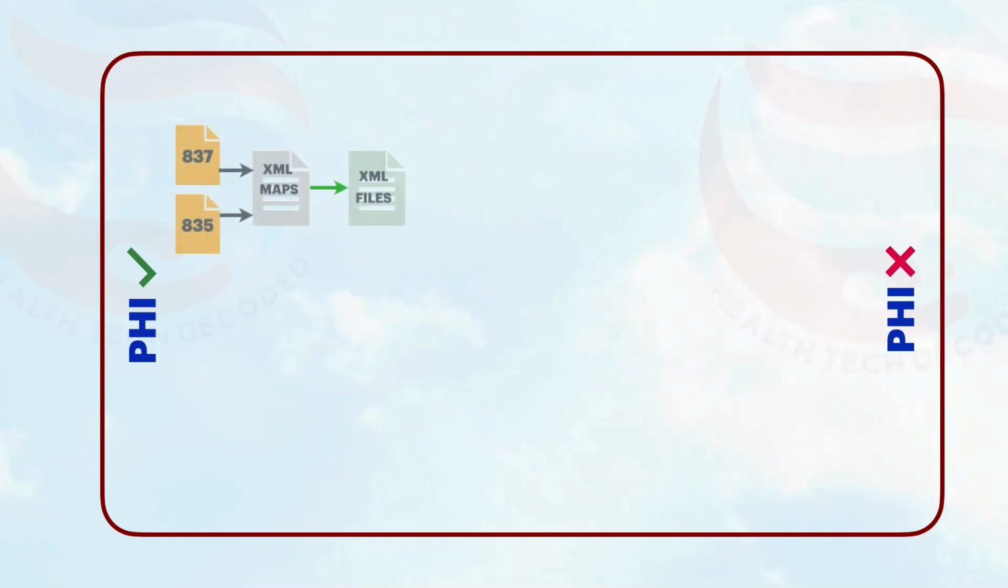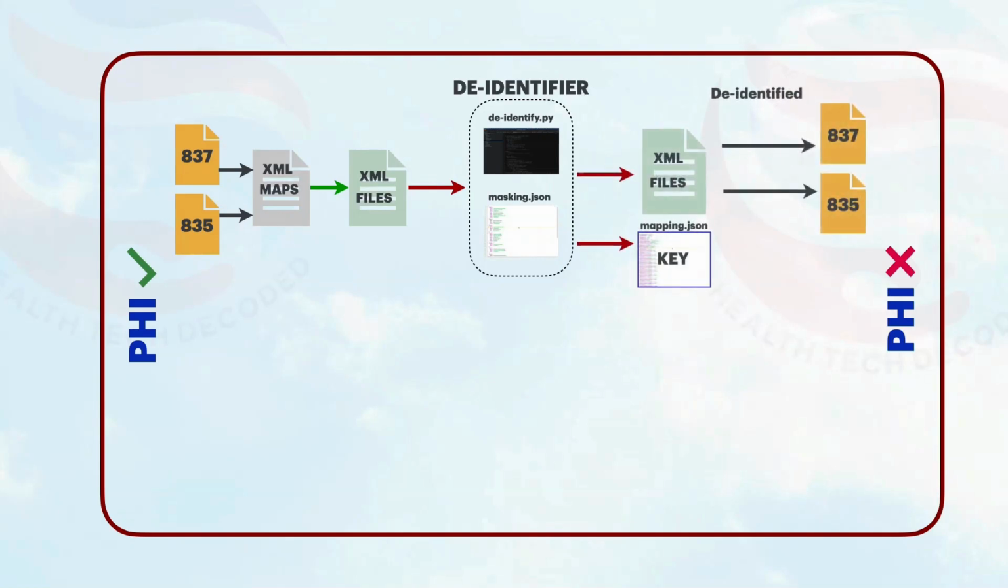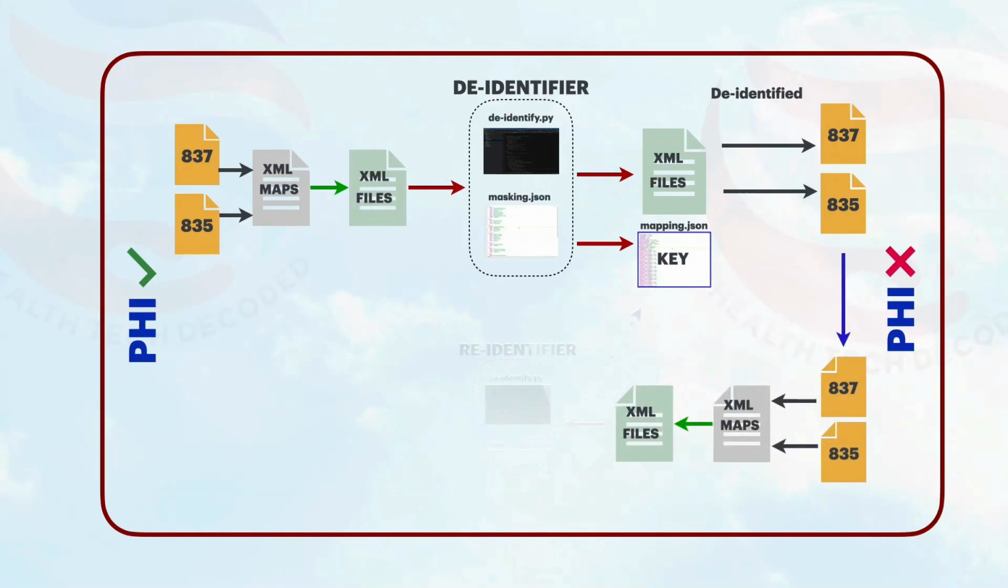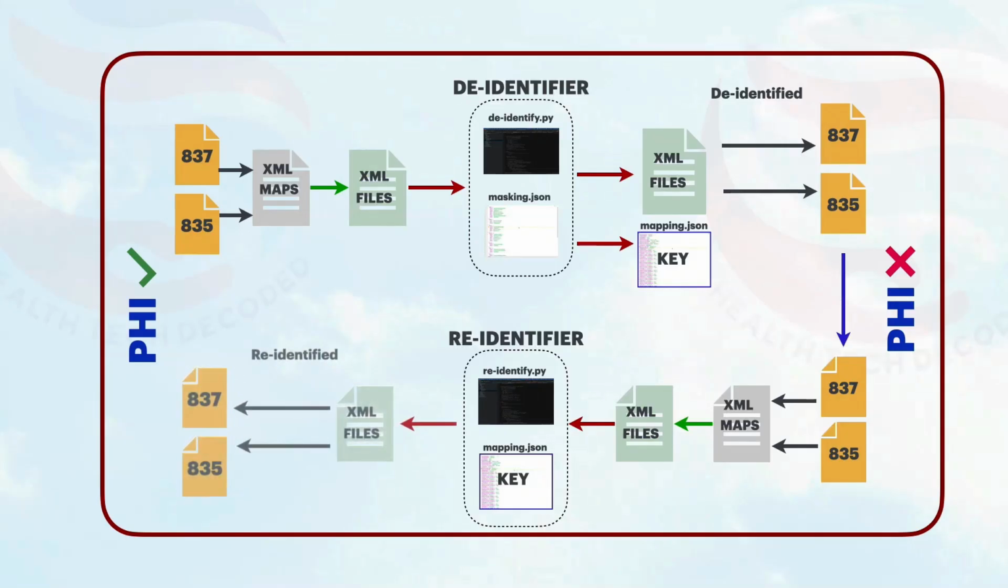As you see here, I mapped the X12 files to XML files for ease of use. The de-identifier Python code masks the XML tags based on the masking rules for the chosen PHI identifiers. These de-identified XML files are converted back to X12 files which are not PHI anymore. Then, if ever re-identification is required, the X12 files are first mapped to XML, re-identified based on the mapping keys that were created earlier, finally resulting in re-identified XML or X12 files which now again comprise PHI.